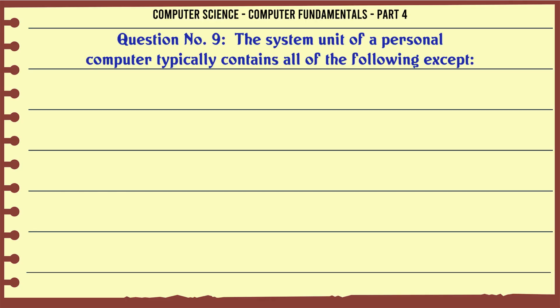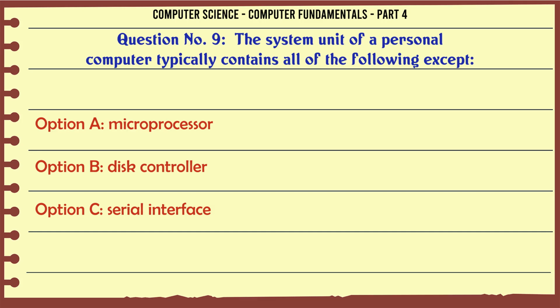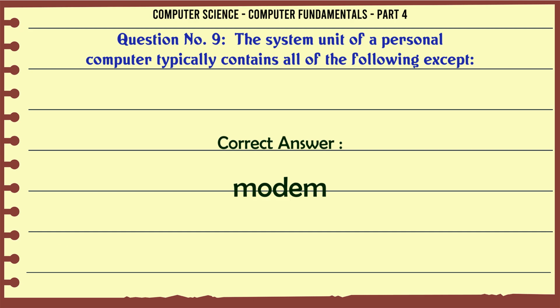The system unit of a personal computer typically contains all of the following except A. Microprocessor, B. Disk controller, C. Serial interface, D. Modem. The correct answer is modem.